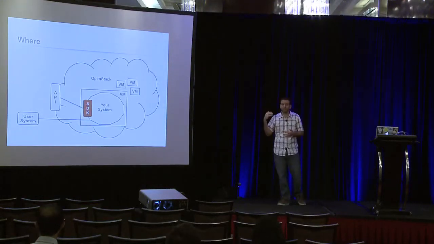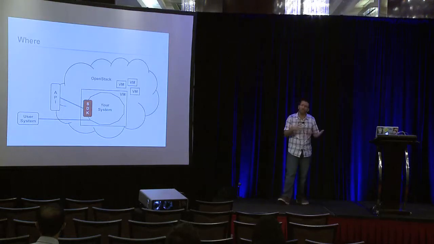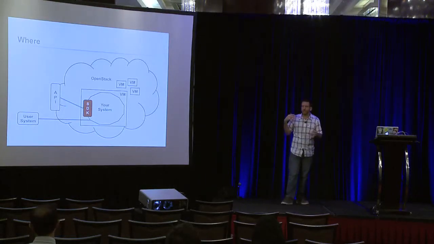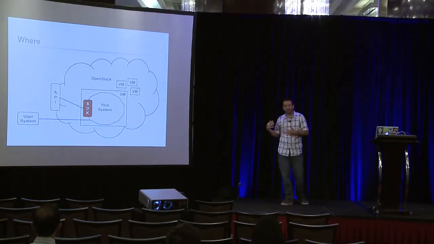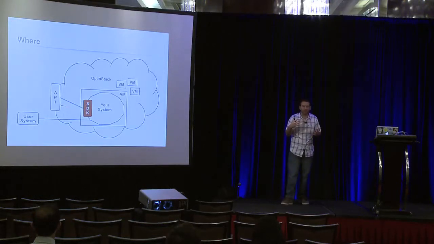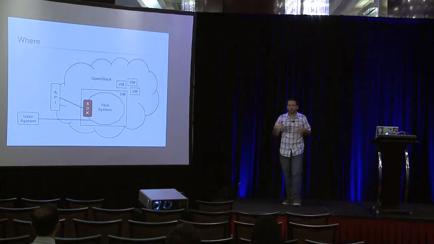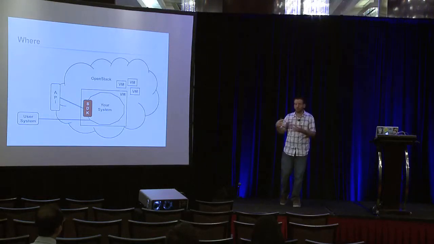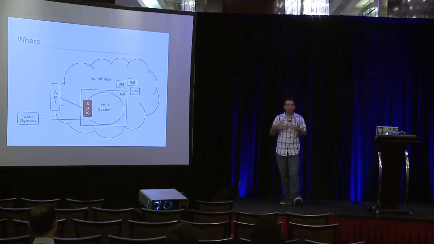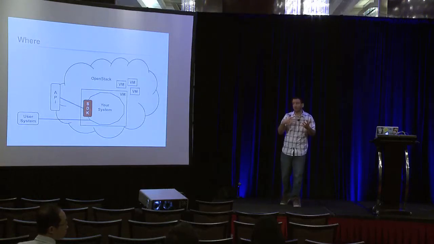And if your system is actually running within the cloud, nothing really changes. You still have your SDK as part of your system, and it's still talking to the same cloud API. No endpoints change. Whether your system is running in the cloud or outside of the cloud, it can still talk to an OpenStack cloud API the exact same way.